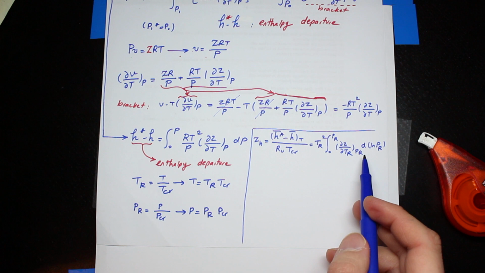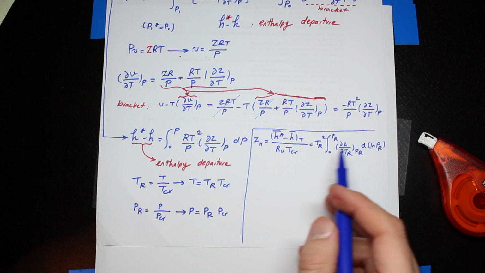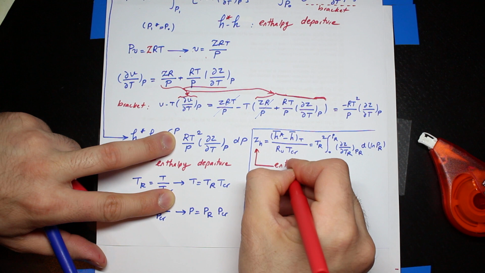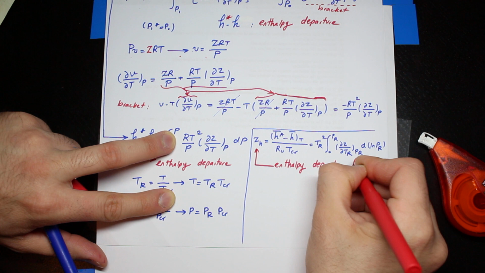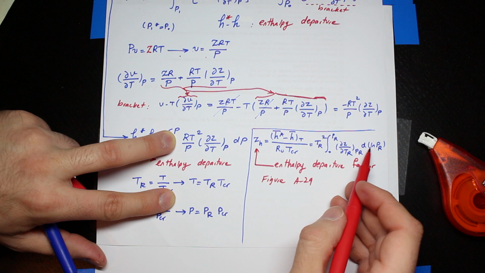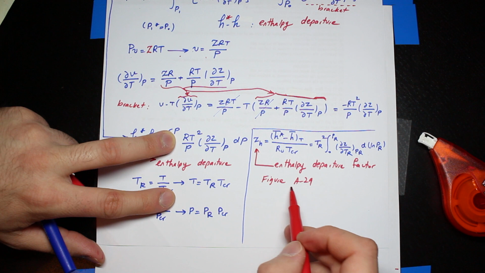Frankly, this is a very complicated equation and there is no way to solve it by hand, so we have two options. We can either solve it numerically with the use of a computer, or we have graphs to give us this ZH. As I said, the name is enthalpy departure factor. The value of ZH is given in figure A29. So there is no need to do this equation. We never do this equation to obtain ZH. We are just using figure A29 from our tables.